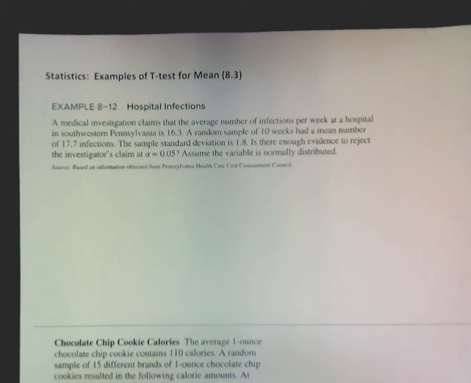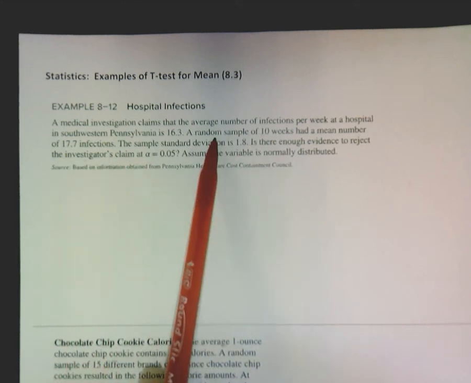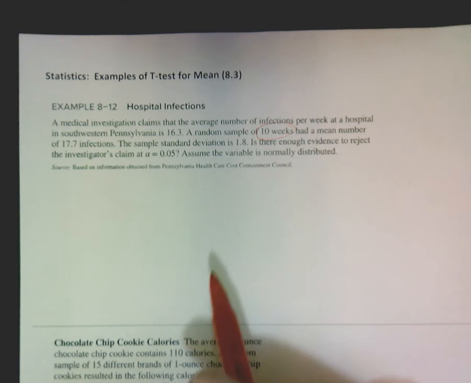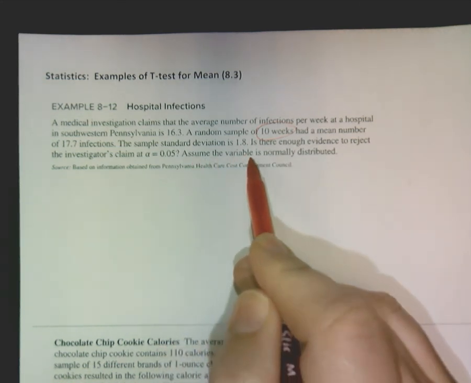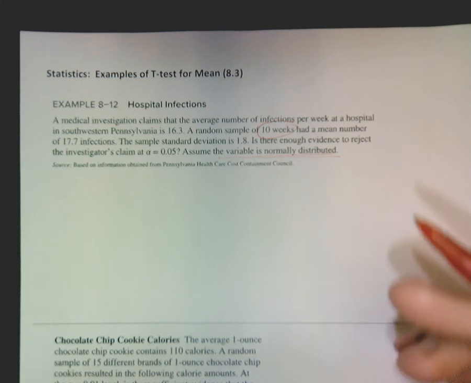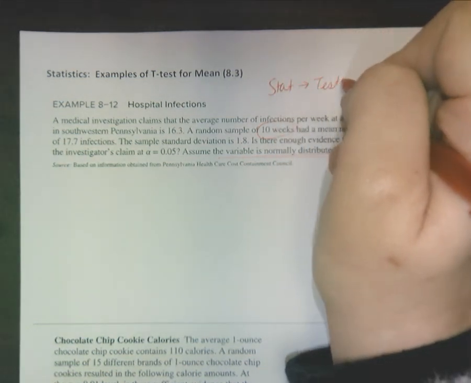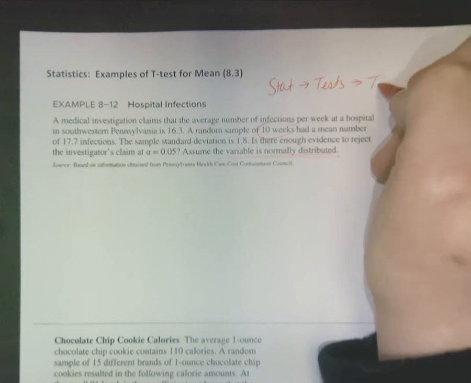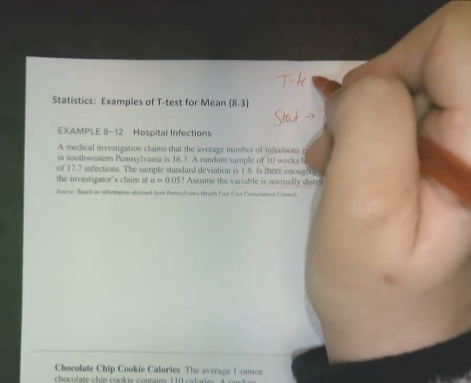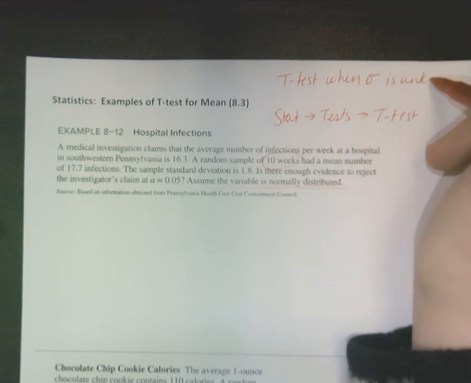Okay, so we are noticing that we have a sample of 10 weeks, which is less than 30. But we know that we're assuming our variable is normally distributed. So we're going to use a T-test. You're going to go to stat tests, and instead of Z, we're going to go to T-test. And again, you only use the T-test when the standard deviation for the population is unknown.